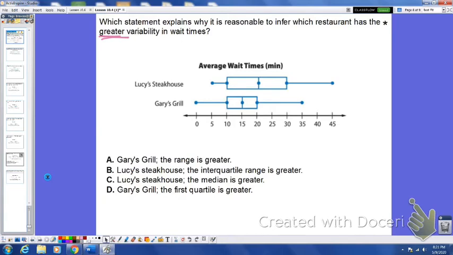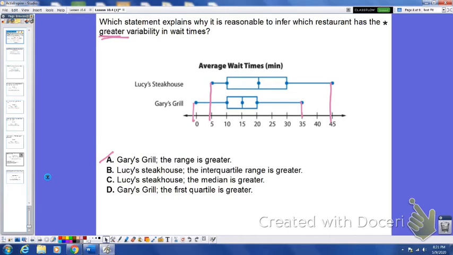So for A, Gary's Grill, because the range is greater. If I look at my range, Gary is ranging from 0 to 35, so his range is 35. Lucy's is ranging from 5 to 45. So Lucy's range is 40. So is Gary's range greater? No, that's false.